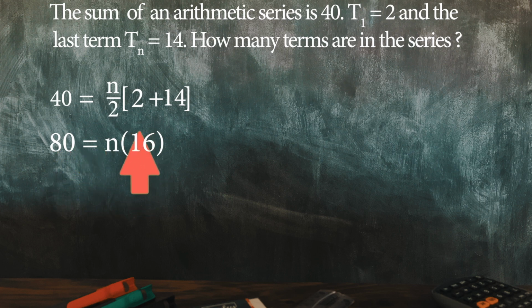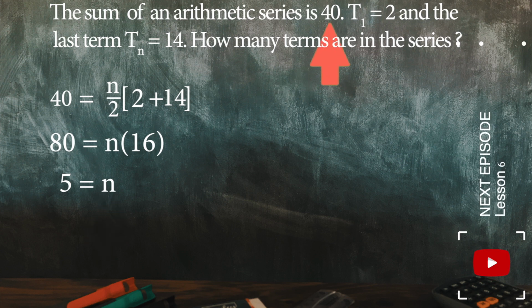So this 16 is the coefficient of this n. So we simply say 80 divided by 16 gives us 5. So we have 5 terms in this series. We added 5 terms to give us an answer of 40. Now what if we are not given the last term?